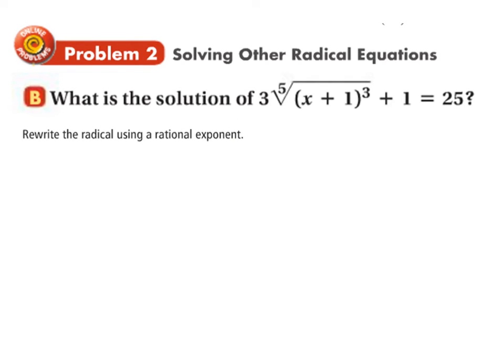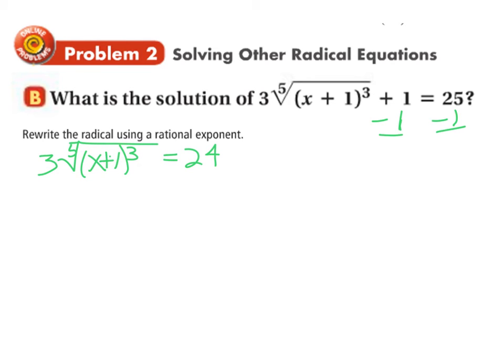We're just going to deal with the radical as it is. But we first have to isolate that radical. The radical is being multiplied by 3, and then we're adding 1. So we're going to actually subtract 1 from both sides. So that will give us 3 times the 5th root of (x plus 1) to the 3rd power, and that's going to be equal to 24.